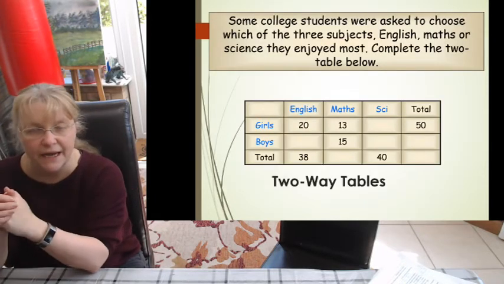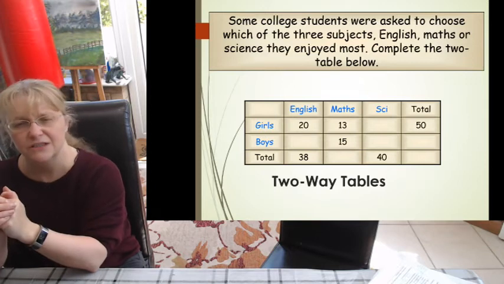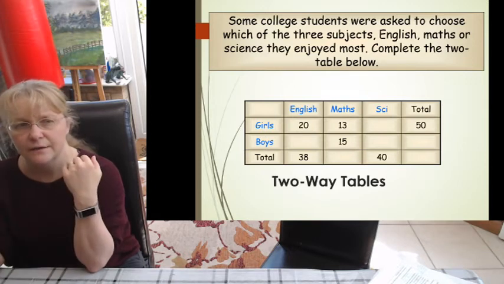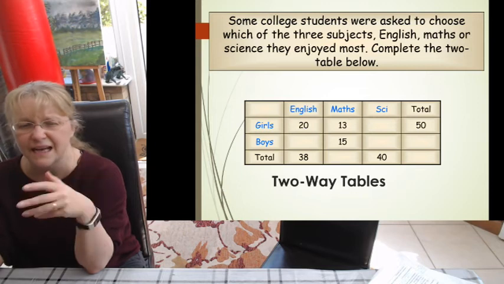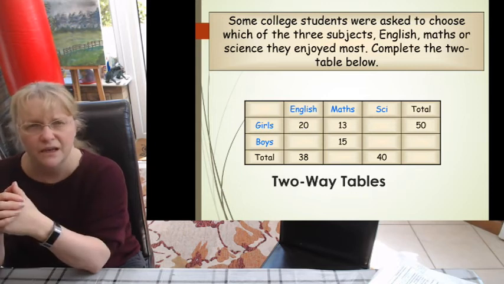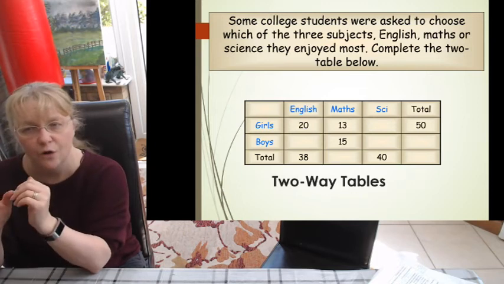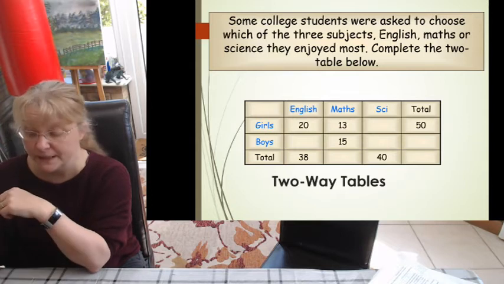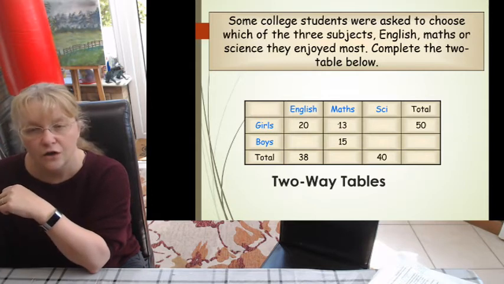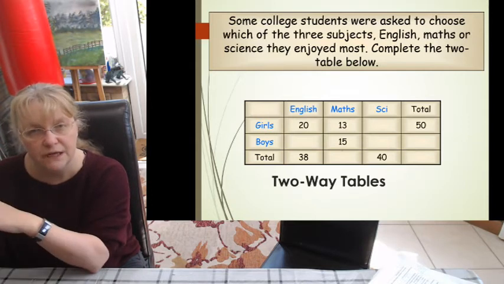Now, this is the way I like two-way tables, because it's almost like a sort of mental maths quiz that actually a lot of adults pay for. All you have to do is fill in the missing amount. Look to see where you have two numbers and fill it in.